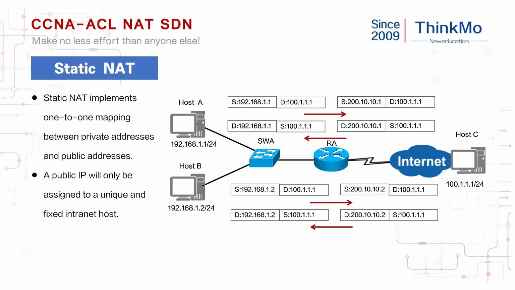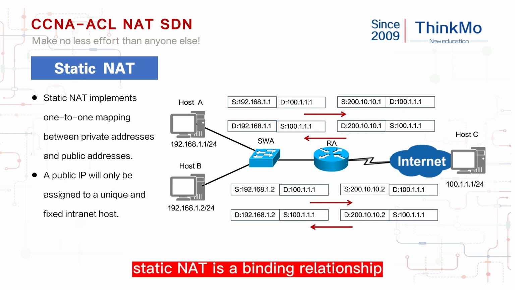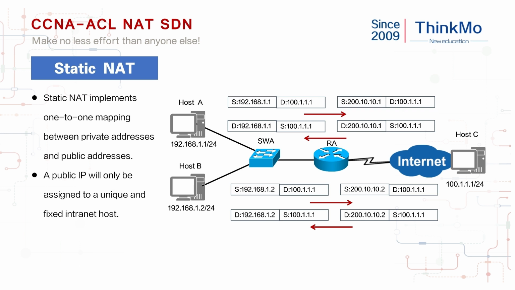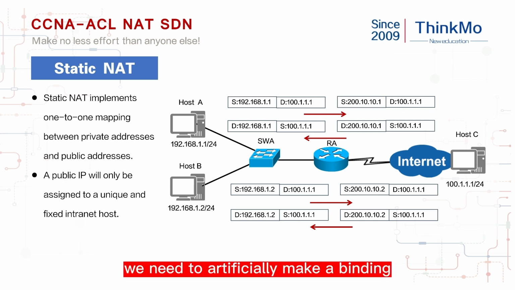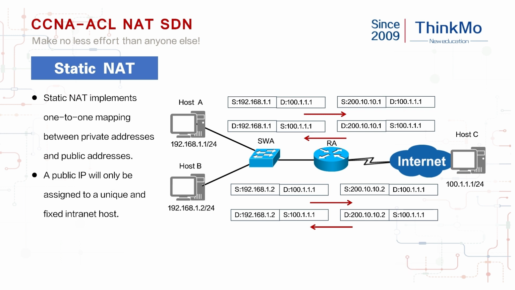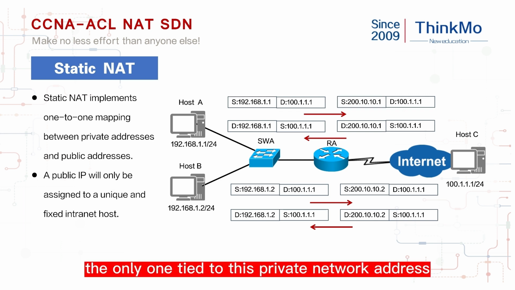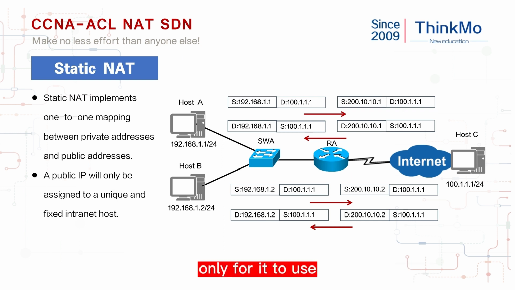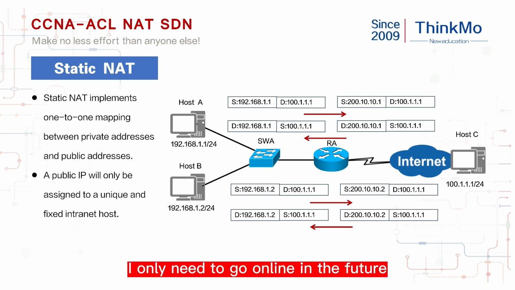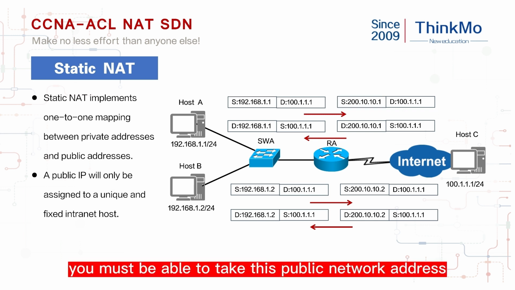Actually, static NAT is a binding relationship. That is, we need to artificially make a binding. It feels the same as configuring static routing. We do a static binding: put such a public network address, the only one tied to this private network address, only for it to use. The advantage of this is, whenever I go online in the future, I must be able to get this public network address.